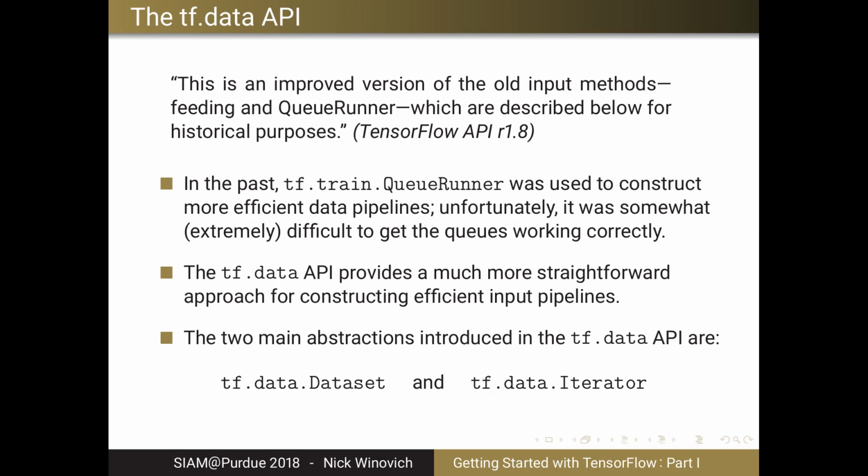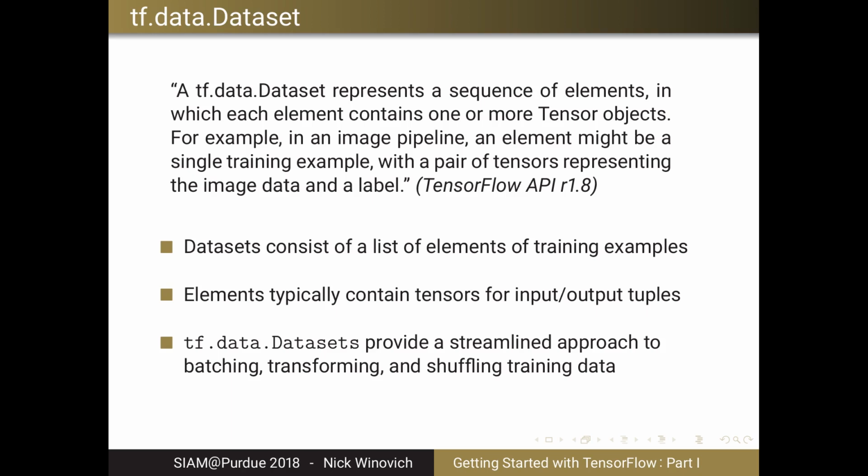It was not easy, but luckily they've worked quite hard, I imagine, to really streamline the process of creating these queues into the tf.data API. And the two basic components of the tf.data API are the data set and the iterator, which are quite natural, I think, after you get used to them. A data set basically contains a list of training examples. So an example is, for instance, my input and my output. That's one example, and I want to train with many of these examples and combine them into a data set.